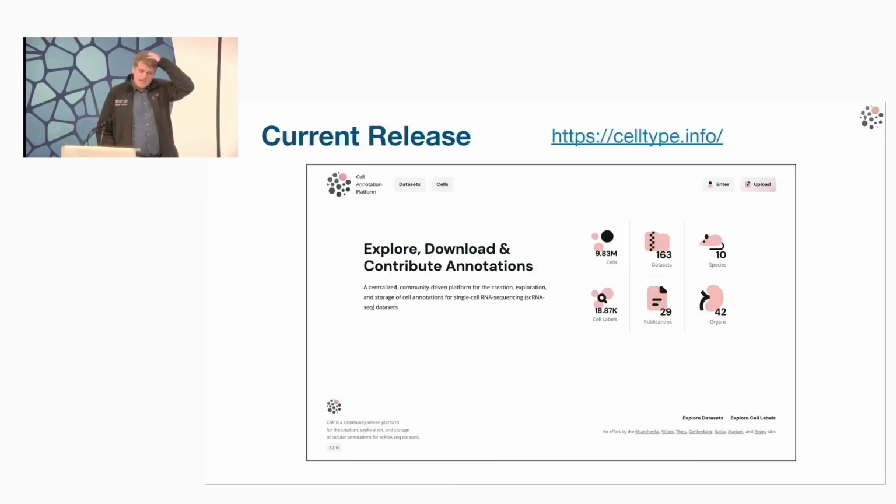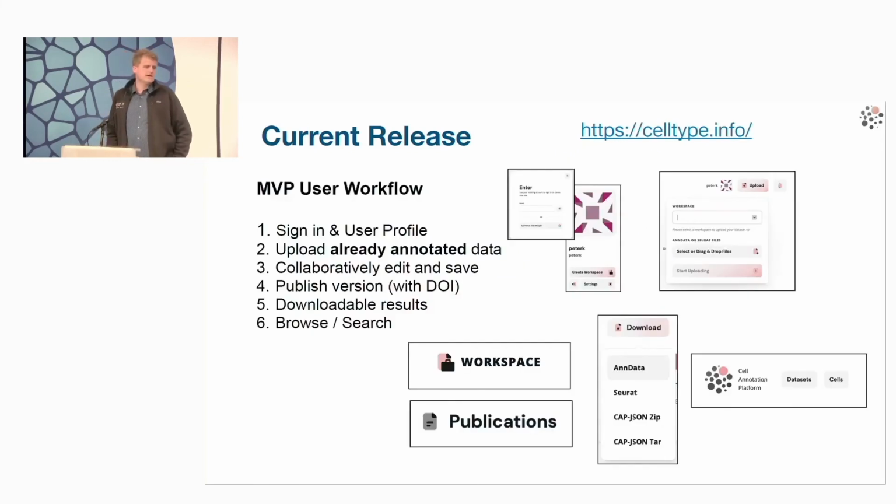So the site is online now. I checked this morning, there's about 10 million cells with annotations. You can take a look at the UI, the URL there. Just to walk through the current release that we have. There's a sign-in user profile, ability to upload annotations, collaboratively edit these annotations in a private space with collaborators that you can invite, publish these annotations with a DOI, download the results, and browse and search other people's annotations.